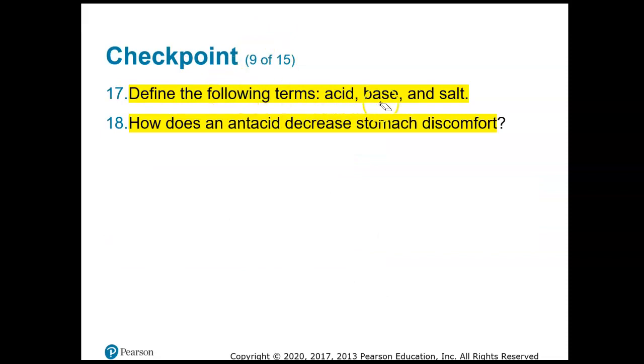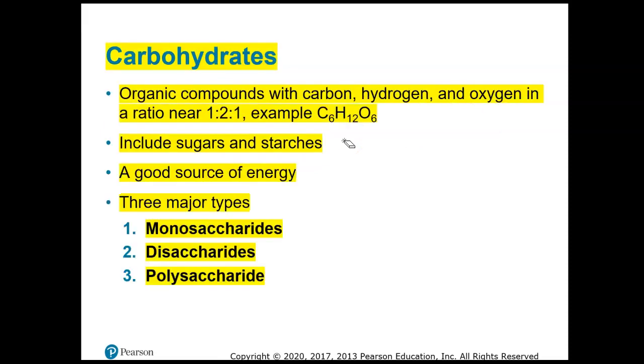Define the following terms: acid, base, and salt. All right, so an acid is a substance that donates hydrogen ions when dissolved in solution. A base is a substance that removes hydrogen ions when dissolved in solution. And a salt is a cation and an anion as long as the cation is not hydrogen and the anion is not hydroxide. An acid removes hydrogen ions to raise the pH of the stomach.